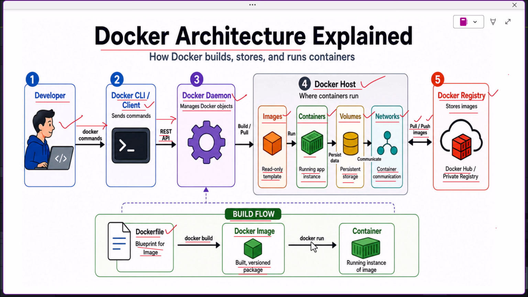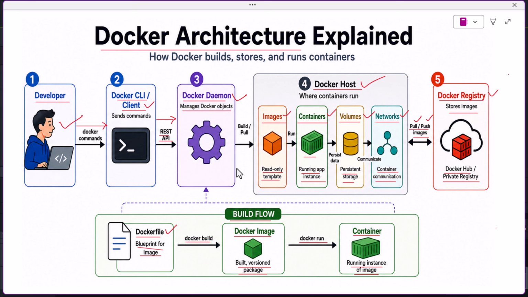Next, the developer executes the Docker run command using that image. The Docker daemon creates a container from the image and starts the application inside it. If the requested image is not available locally, Docker normally attempts to pull it from the configured registry first.